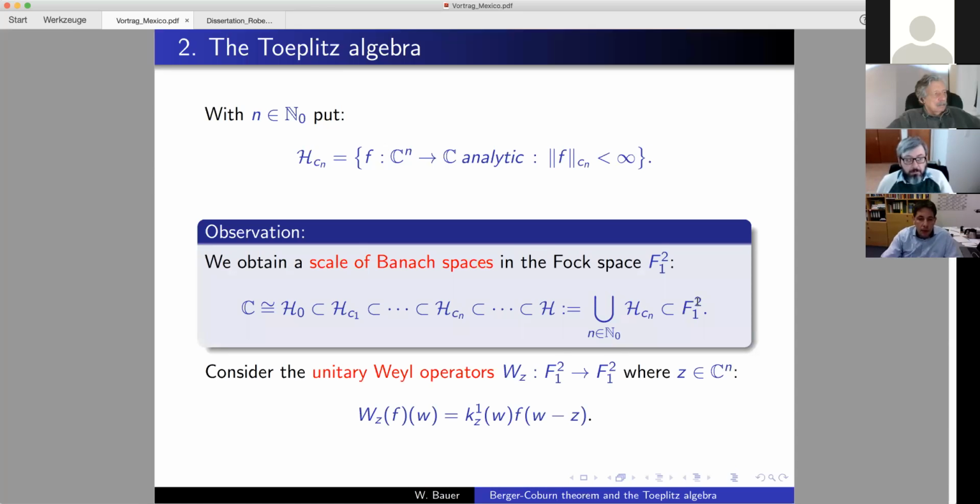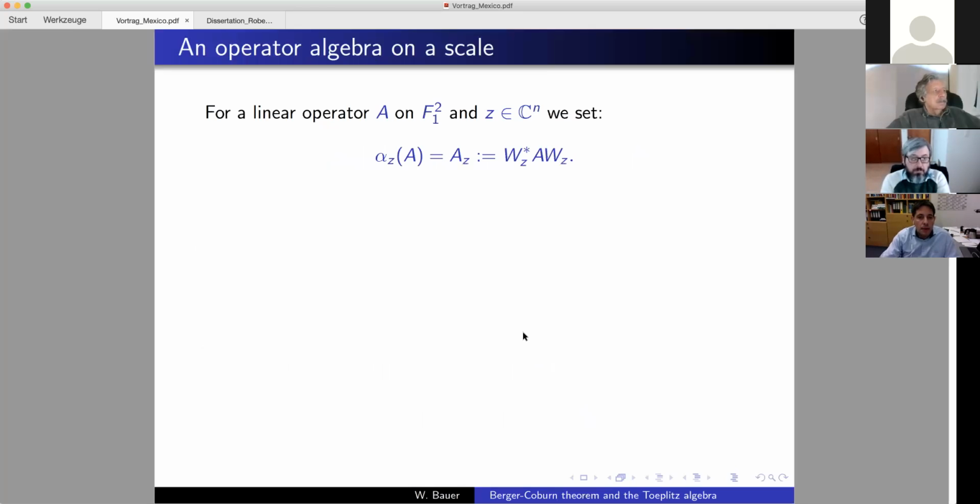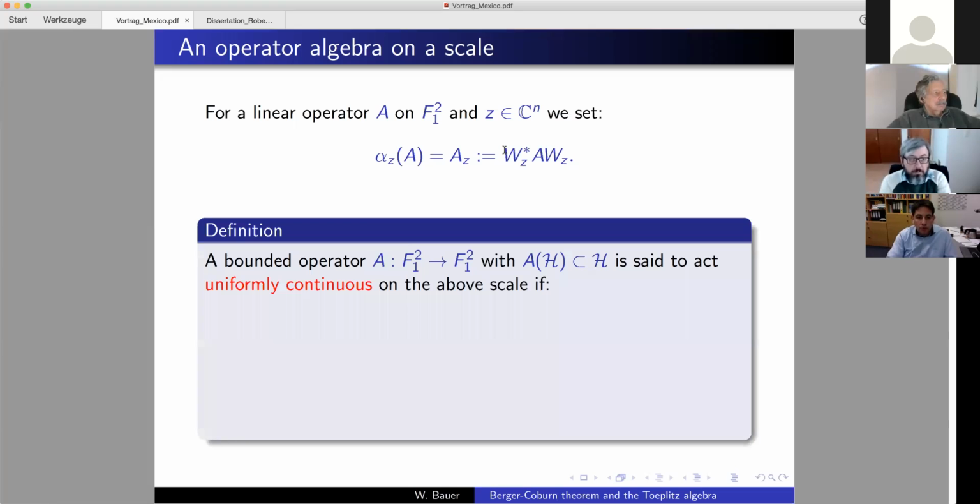Now I look at the unitary Weyl operators, which are some type of shift operators on the Fock space, with some multiplication by the normalized kernel, which makes that shift unitary. So I shift in direction z. If I have an operator A acting on the Fock space, then by A_z, or A_alpha_z, I will denote A conjugated by these unitary operators. That will be my notation in the following. Now I want to define a certain algebra of operators acting on the Fock space.